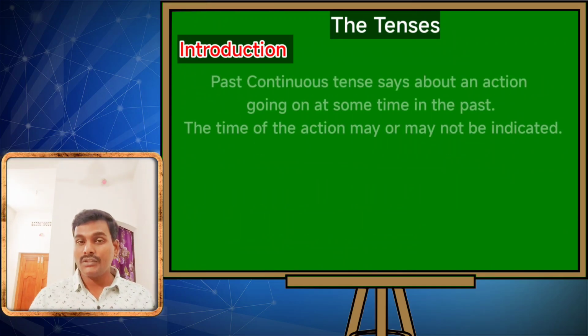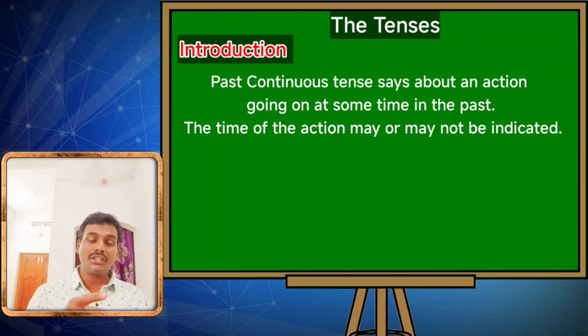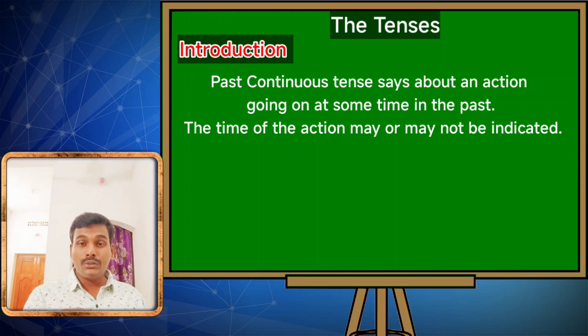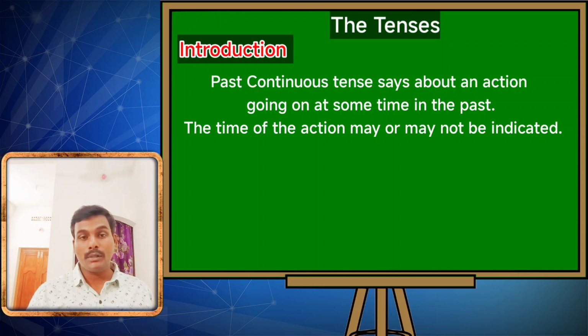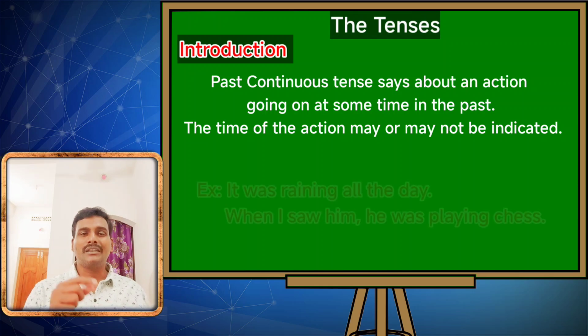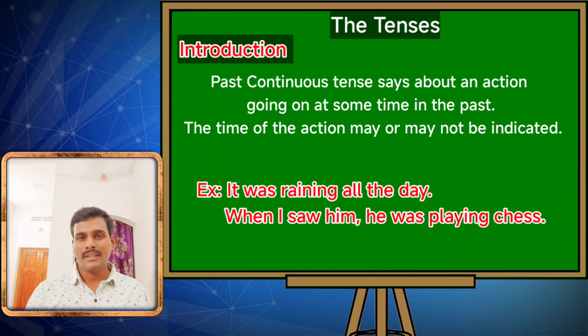Coming to the past continuous tense, it is about any action or event that continued for some time in the past. The time of action may or may not be indicated, that is different. Meaning how long it continued, when it continued in the past, the time may or may not be known. See the example, you can get clarity. It was raining all the day. Meaning maybe yesterday it was raining all day.